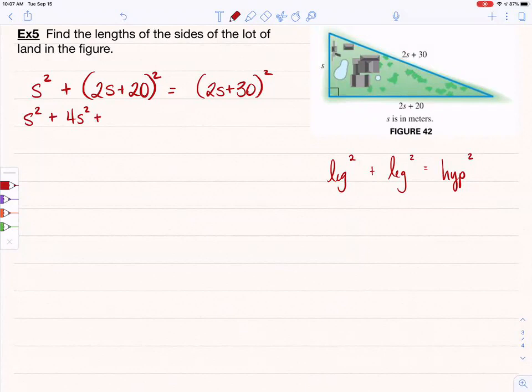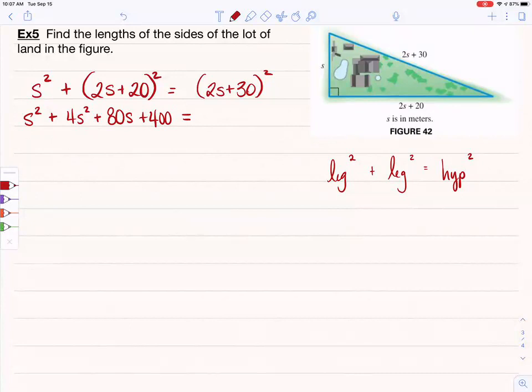plus 80s plus 400. If you guys don't know what I did there, I FOILed mentally. Okay, so just go over to scrap work. If you forget how to FOIL, or if you don't see it, go to scrap work. You'll get the same thing if you FOIL correctly.